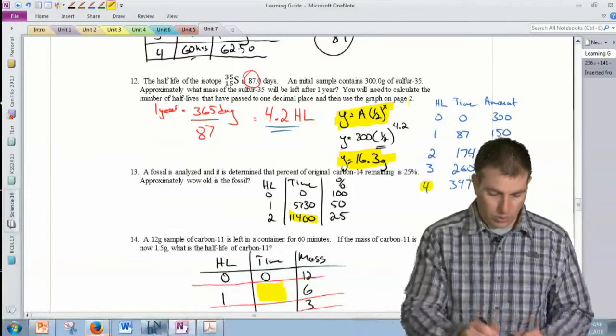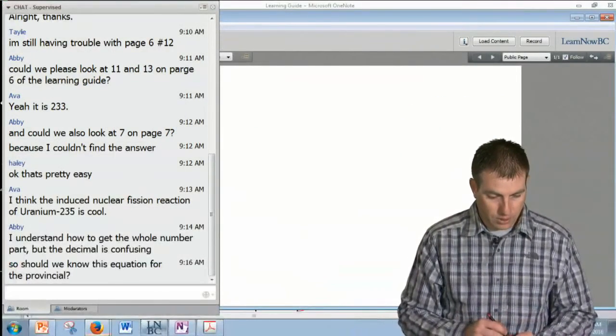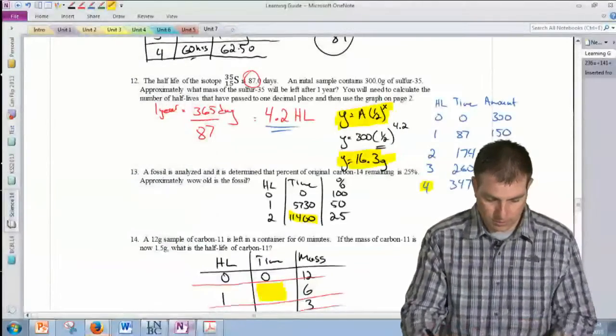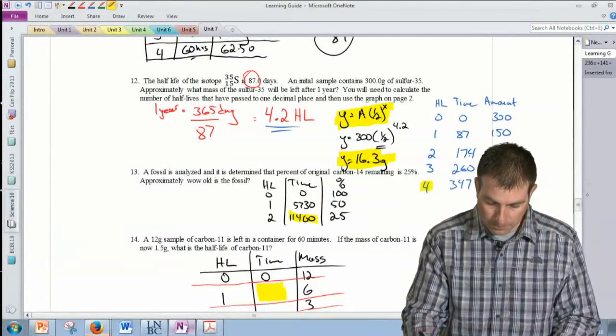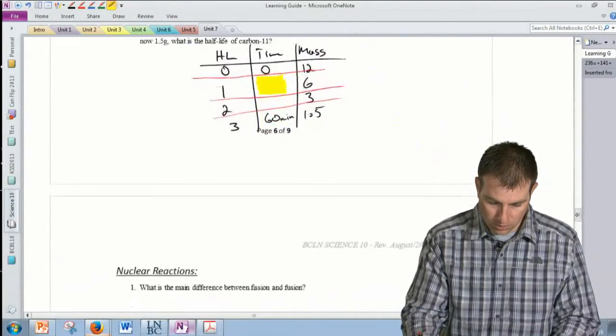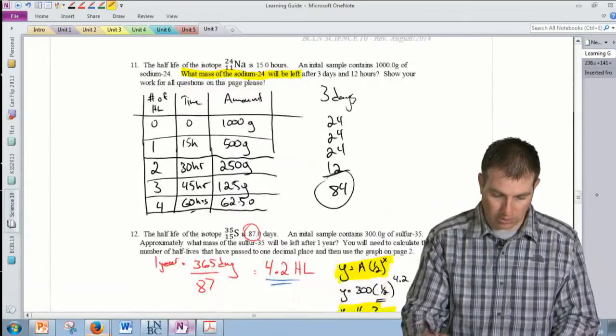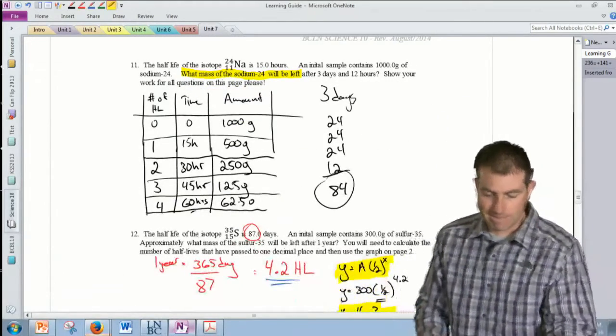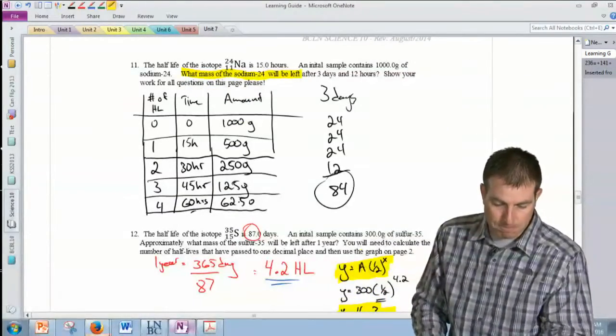There were a few other questions in chat. Number 6, page 12, 11 to 13 on page 6. Page 6, number 11. All right. The half-life of the isotope is 15 hours, and we're looking at 3 days, 12 hours.